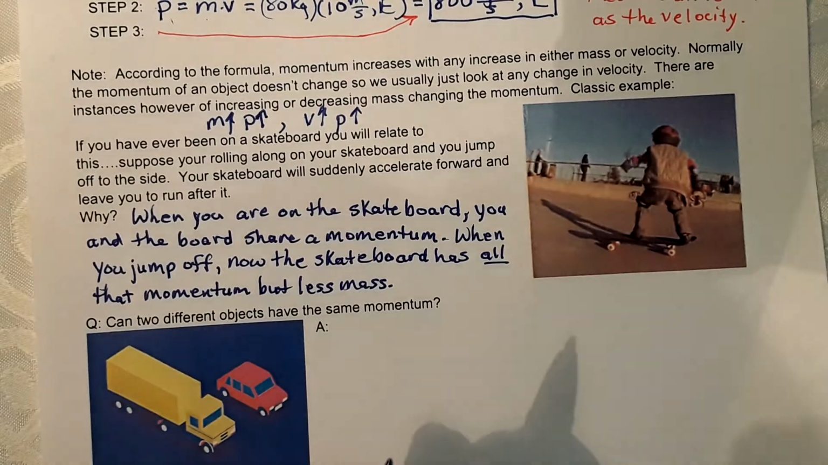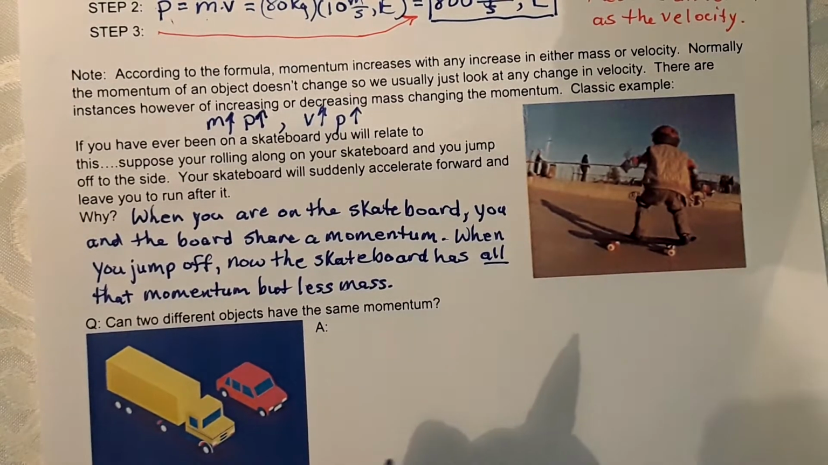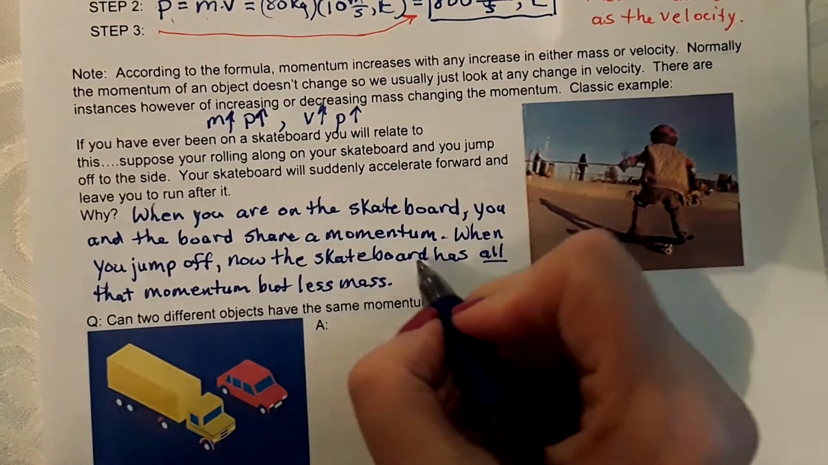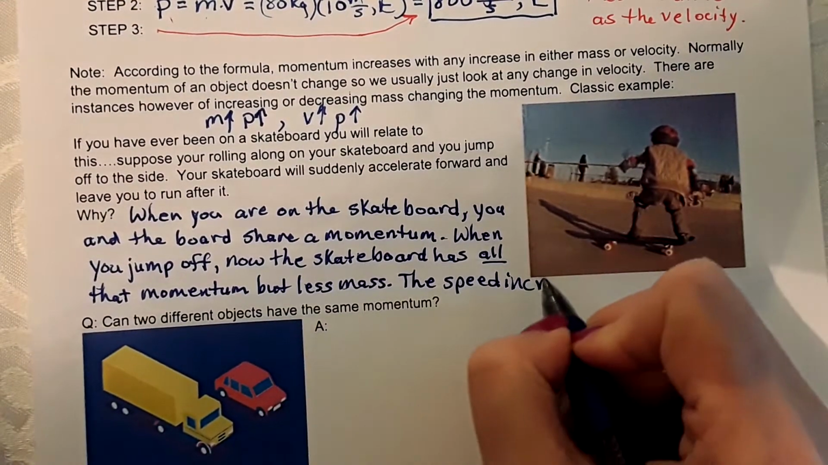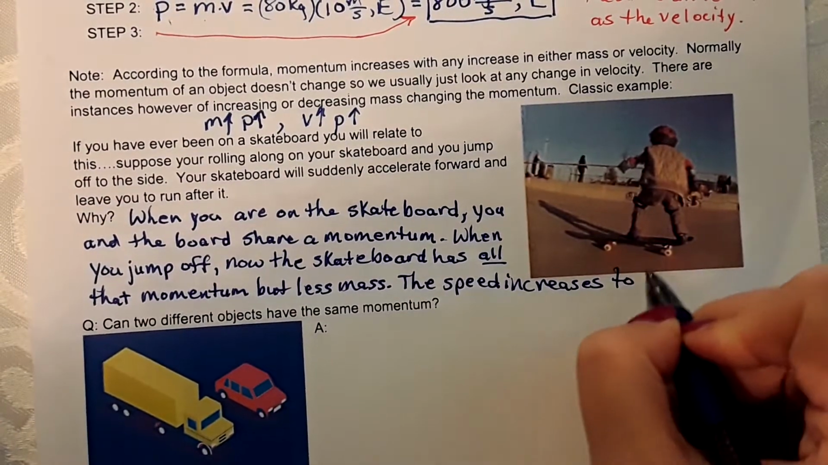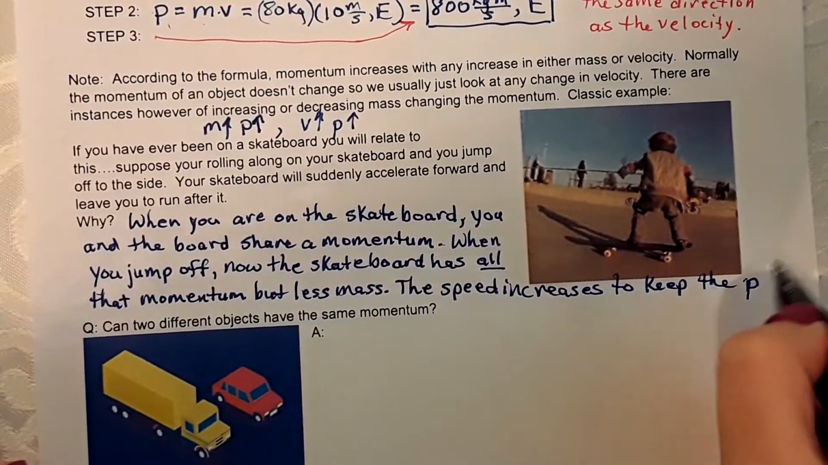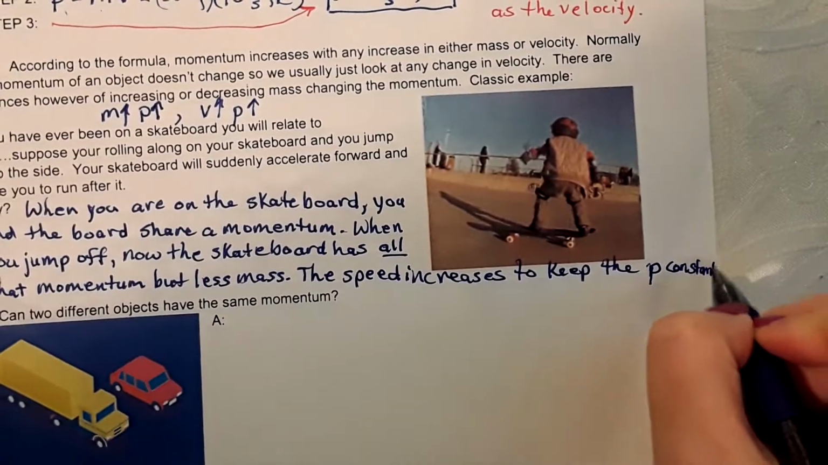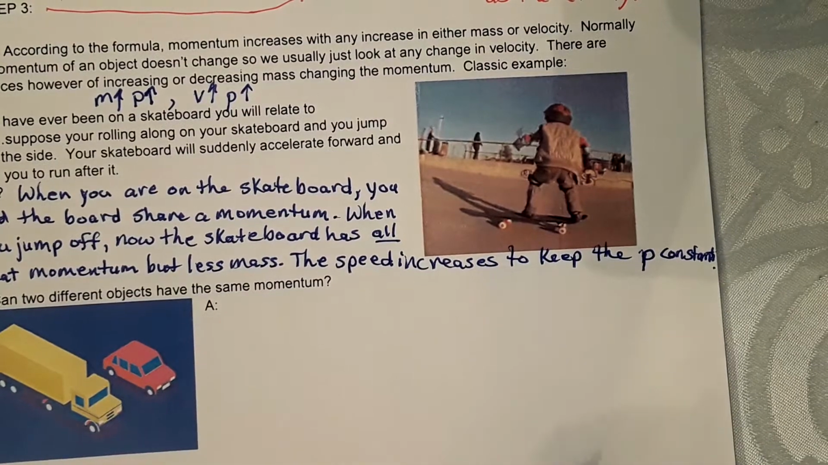And since the mass has decreased, to keep the momentum constant, because momentum is always conserved, the speed increases. The speed increases to keep the momentum, and I'm just going to abbreviate it, the momentum constant. Oops, running out of room. To keep the momentum constant, okay? That's why it takes off when you jump off.